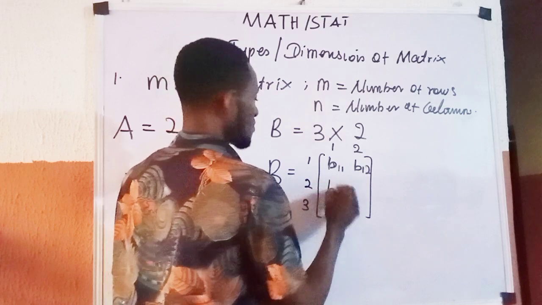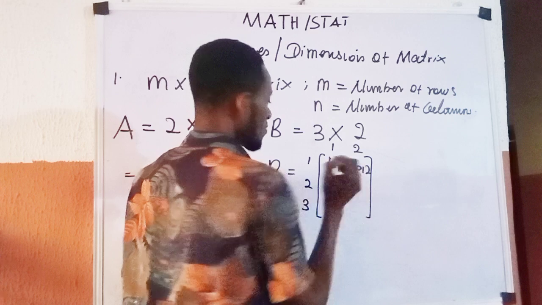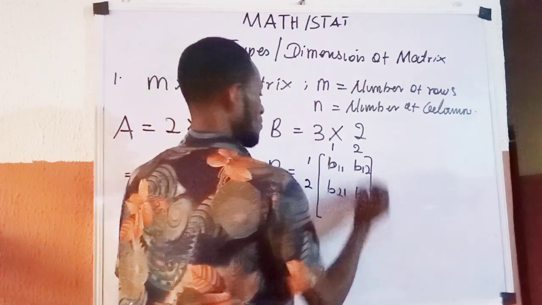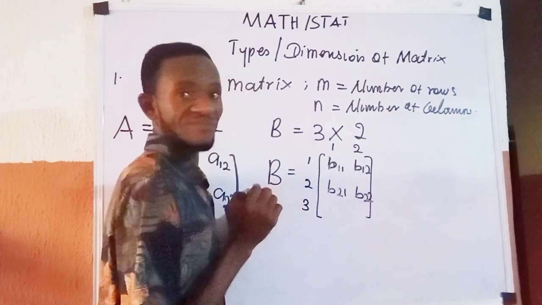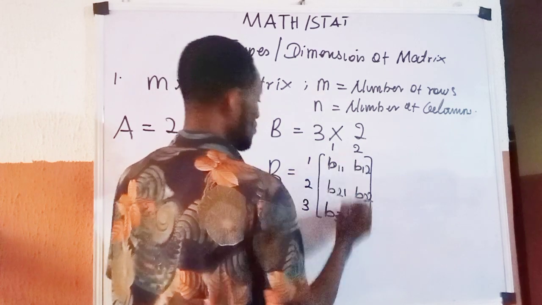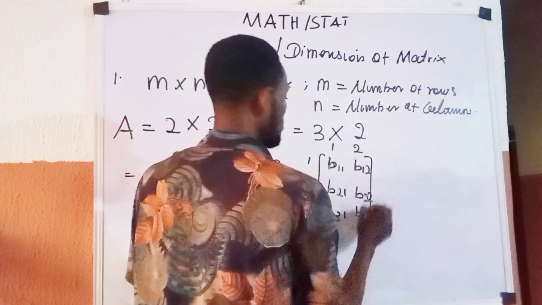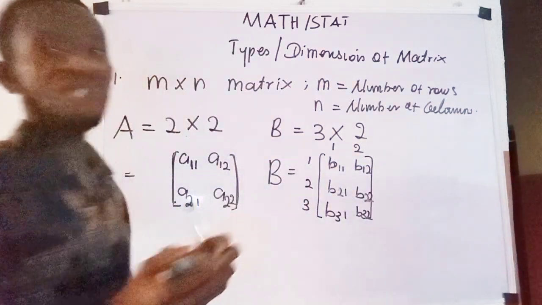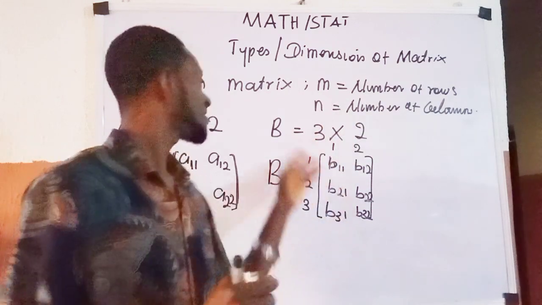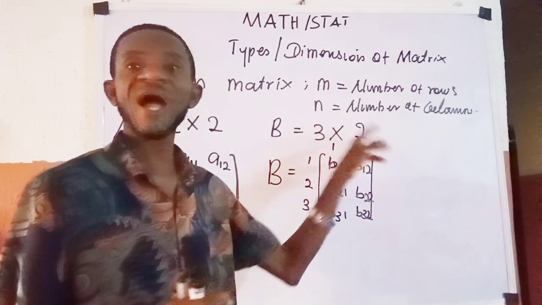We come down here and write B. Which row is this B? 2. Which column? Still 1. We come here and write B. Which row? 2. Which column? 2. We quickly write another B here. Which row is this B? 3. Which column? 1. Which row is this one? This is B. Which row? 3. Which column? 2. And then this is our matrix, 3 by 2. We have represented the matrix B that has dimension 3 by 2.